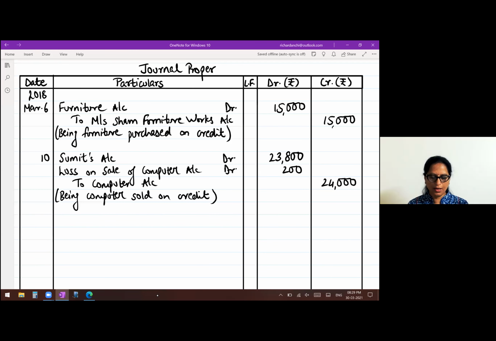Next transaction. Placed an order with Sargent for goods of rupees 12,000. So placing an order, there is no goods coming in or going out, so you will not write it in the books. Next one, 17. Purchased from Naresh goods of rupees 14,000 and sold them to Kamesh for rupees 16,000. So there are two entries here.